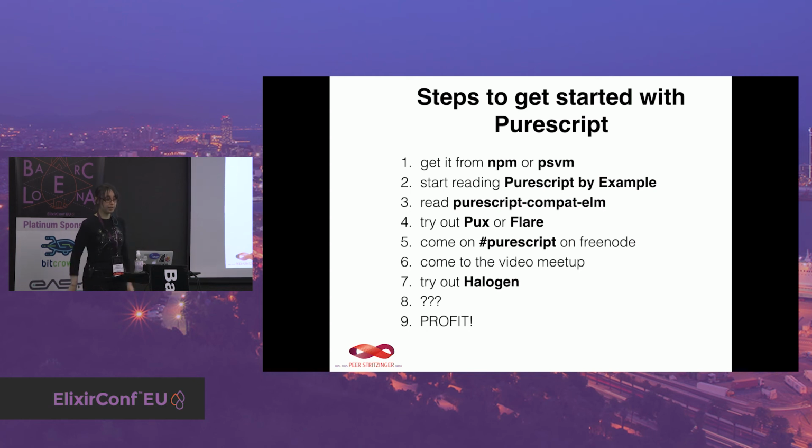So the Haskell book actually goes step by step, so you can get it. And then you should probably take a look at the Purescript compat Elm library, because it shows you the same things in Elm and Purescript, so you can see the things that are made differently. For example, tuples are a bit different in Purescript. They're not first class, so you have to call a type. And then you could try out Pux or Flare. You should come to the Purescript channel on Freenode and say hi, and also come to the video meetup. And then maybe you should try out Halogen, make an app, and profit.